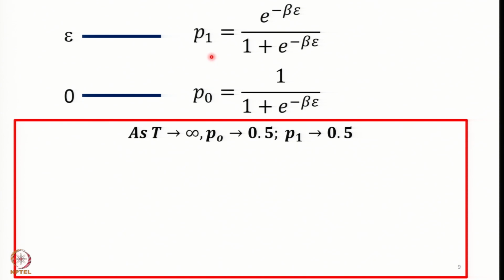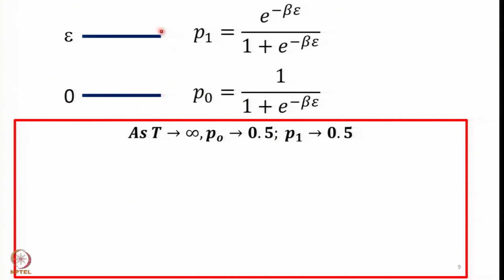What we observed is that as T approaches infinity, both the populations become half-half. Generally, one may think that when you keep on heating the system, when you apply infinite temperature, then all the molecules should go to the upper state. It does not happen. These calculations suggest that as temperature approaches infinity, all the available states, energy levels in a molecule are equally likely to be populated.